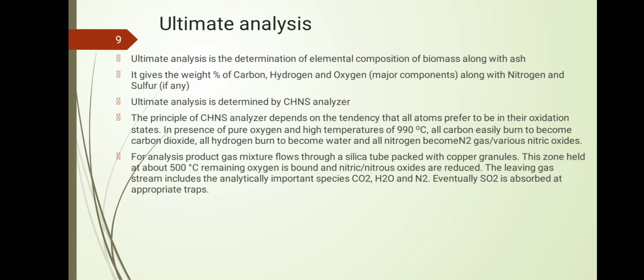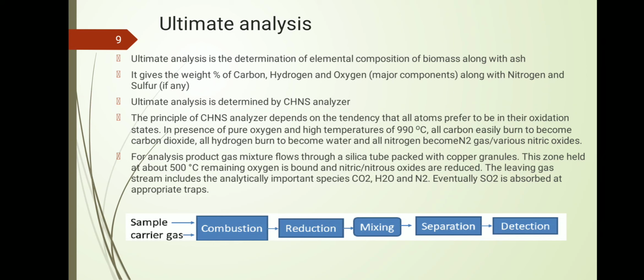flowing through the silica tube packed with copper granules, its temperature is around 500 degrees, and in that the nitric oxides are reduced. So in that first step we can determine the nitric oxides. Then that gas is again passed through different traps like SO2 traps, and other gases are eliminated step by step, and we can determine the percentage of that gas in that product gas. So that is the step we are following.